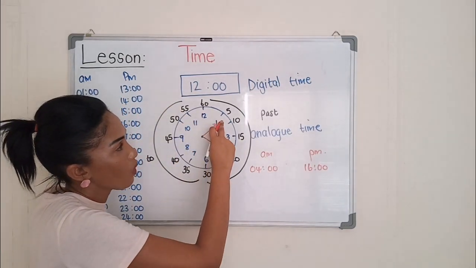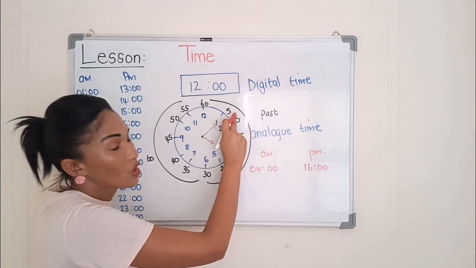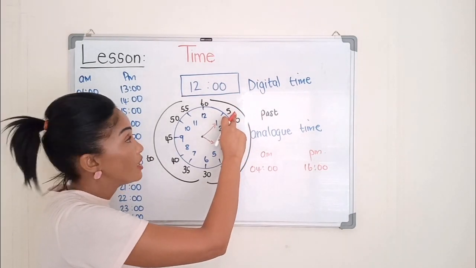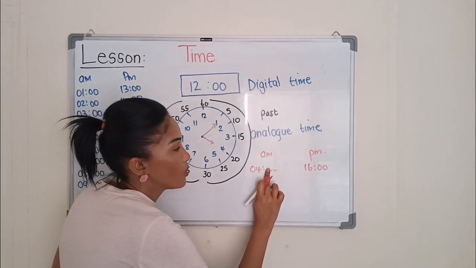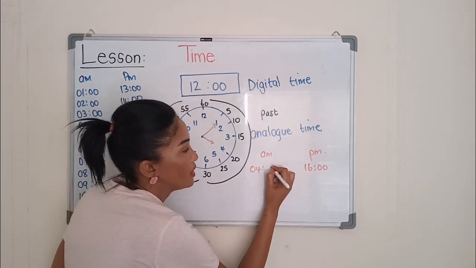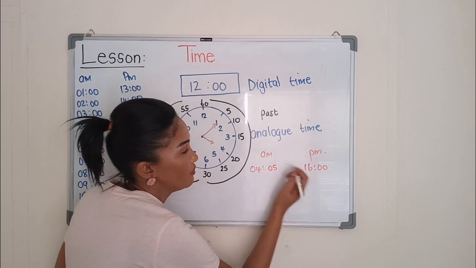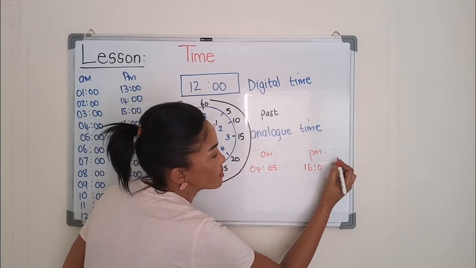So the long hand is on my 1. If I look outside of my clock, I've written down 5. So that means 5 minutes. So the minutes, I'm going to write it down. That means 05 and that means 05.